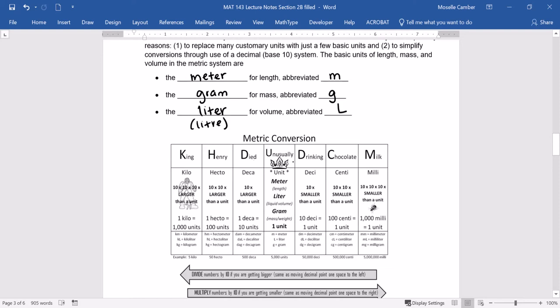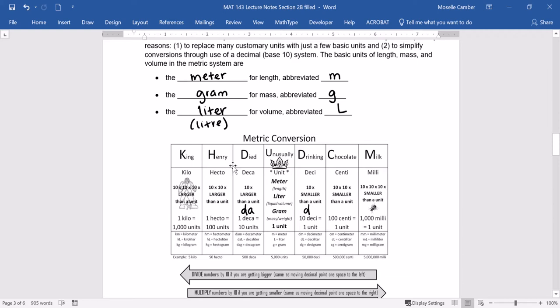Now notice we do have two D's. We have a deca and a deci. They do have slightly different abbreviations. So deci is just going to be a D. For deca, you have a DA. Notice that all the small ones have the I at the end. And the bigger ones, they don't. They have O or A.